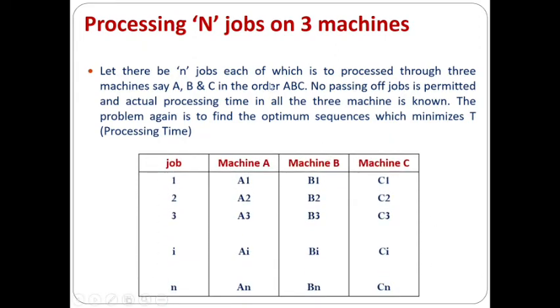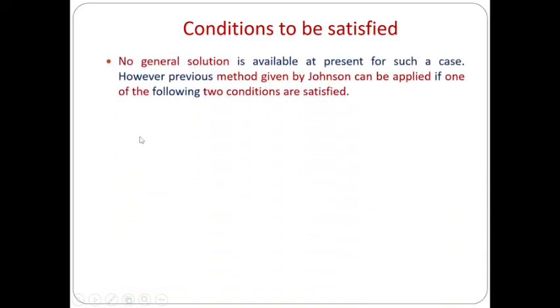And this is how it will look. There will be n number of jobs, 3 machines and the processing times will be given. And there are some conditions to be satisfied. Actually, there is no general solution available at present for this type of case, that is the 3 machines problem. However, the previous method, which is Johnson's algorithm, can be applied if one of the following 2 conditions is satisfied. So let me discuss those 2 conditions.